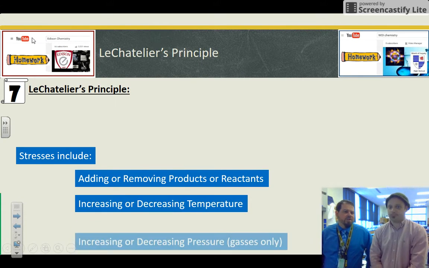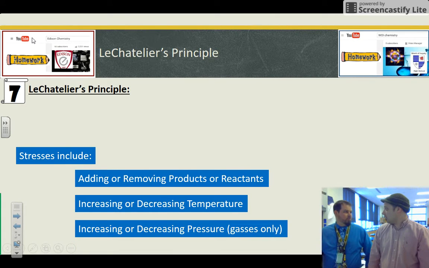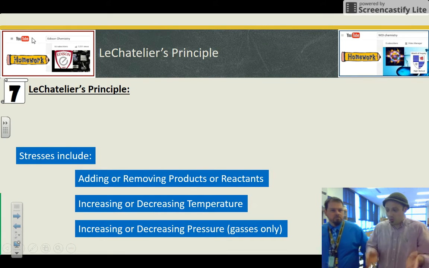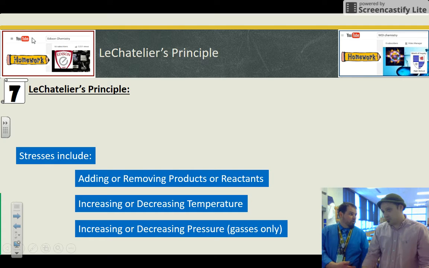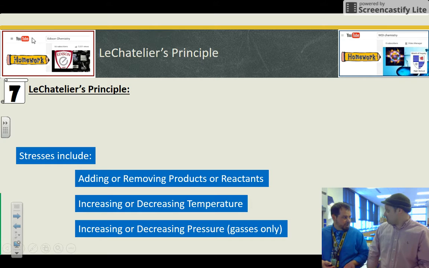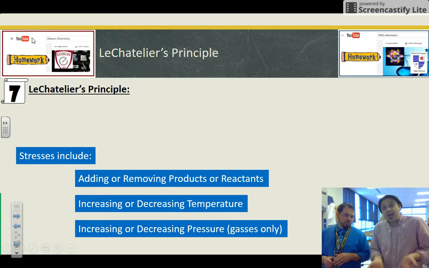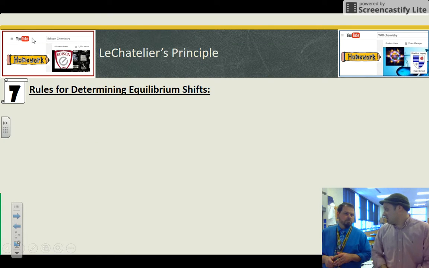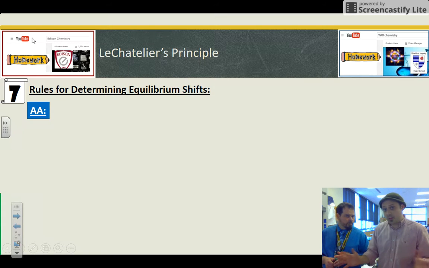Simply, these are some things we can do to stress it. We can add or remove products or reactants. Like if I put more ingredients into my reaction, you can make more cookies. If I decrease or increase the temperature, you can change the reaction, and if I decrease or increase the pressure, I can change the reaction, based on gases only. And these are all really related back to collision theory, which is the underlying reason why a reaction forward or reverse happens in the first place.